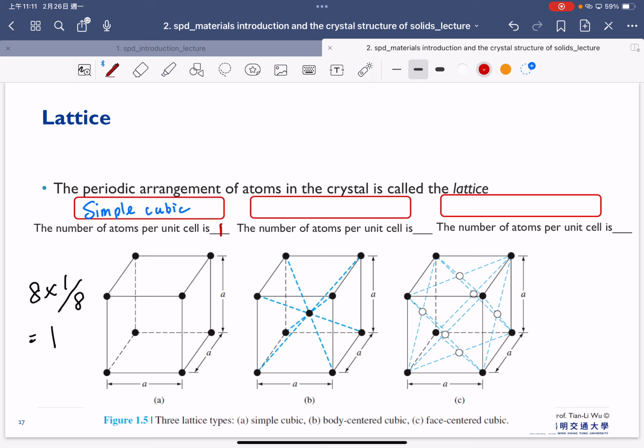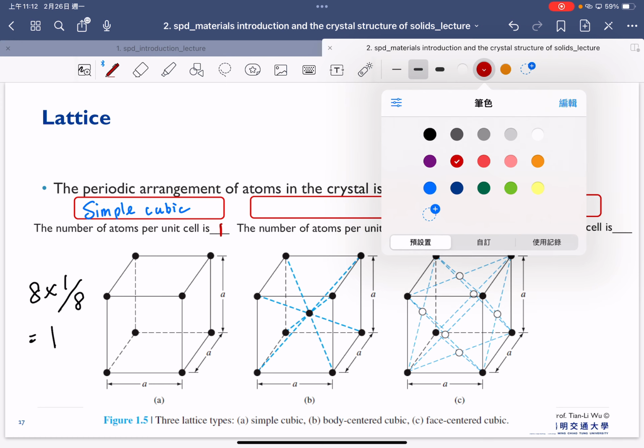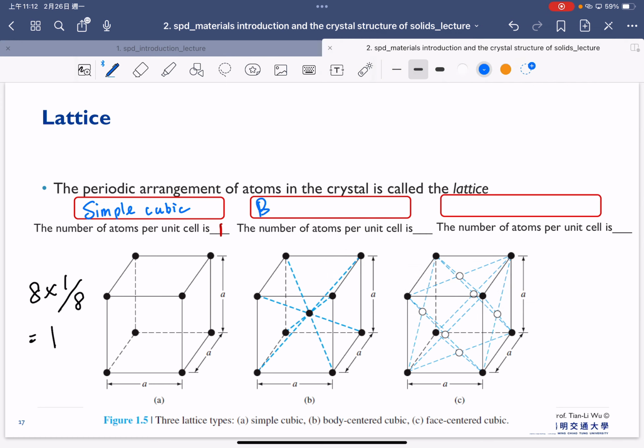So that's a very simple calculation. We have 8 in the corner, and each one only contributes 1/8. So the result will be, in this case of simple cubic, 1 atom per unit cell. And the second case is the body centered cubic. Sometimes we just call this a BCC.